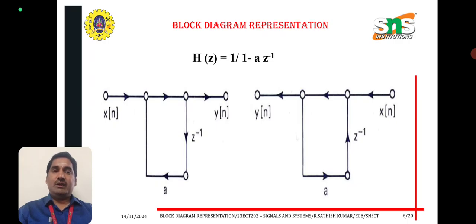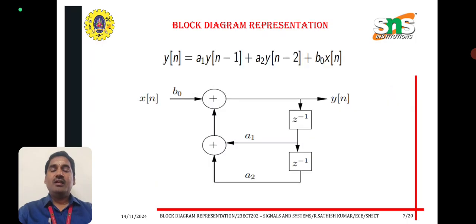H of z is equal to y of z divided by x of z. Therefore, y of n is equal to a1 into y of n minus 1 plus a2 into y of n minus 2 plus b naught of x of n. B naught added with x of n, which can produce output as y of n.